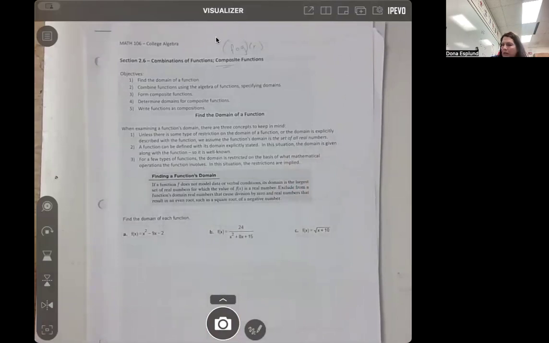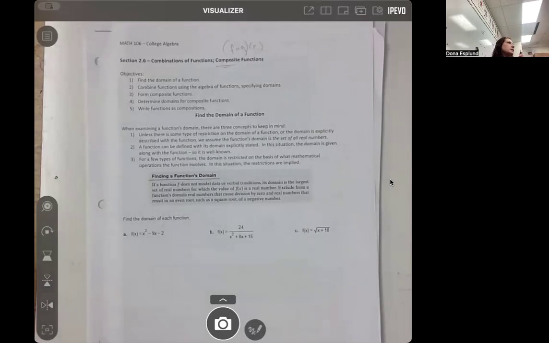On the first problem down below, they ask for the domain of f of x equals x squared minus 9x plus 2. Do you know what the domain would be for that first problem? Here's what the graph of x squared minus 9x minus 2 looks like. If I ask you what's the domain, you would say, yeah, it's all real numbers, because there's no restrictions.